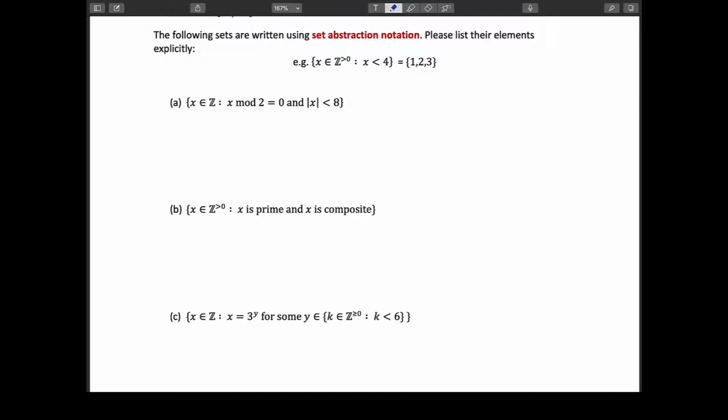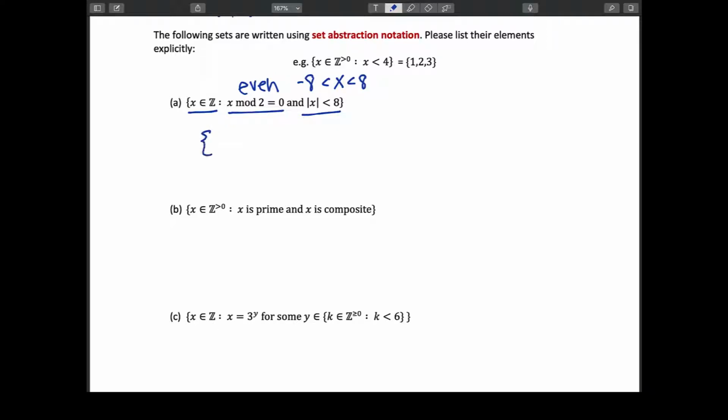The first set says x is an integer and x mod 2 is equal to 0, which is the same as saying the number is even. X divided by 2 has a remainder of 0, so it's an even number. And the absolute value of x is less than 8. So with that, if the absolute value of x is less than 8, then x is less than 8 and greater than negative 8. So I know it's an integer, and I know that it's even. But it's strictly less than.